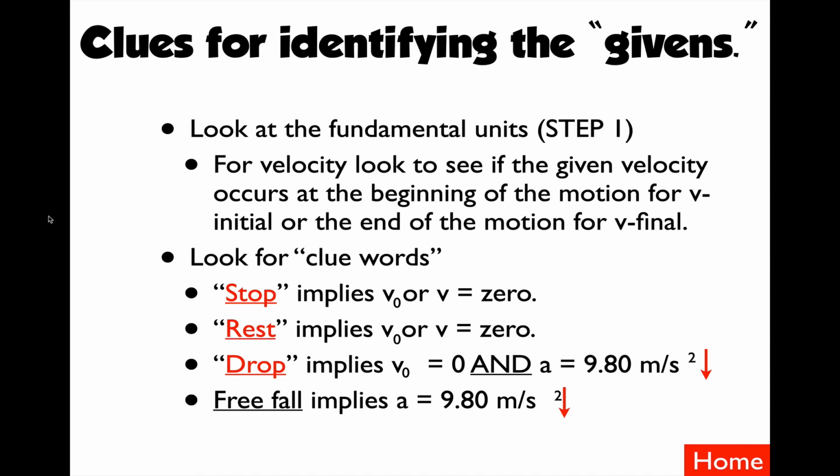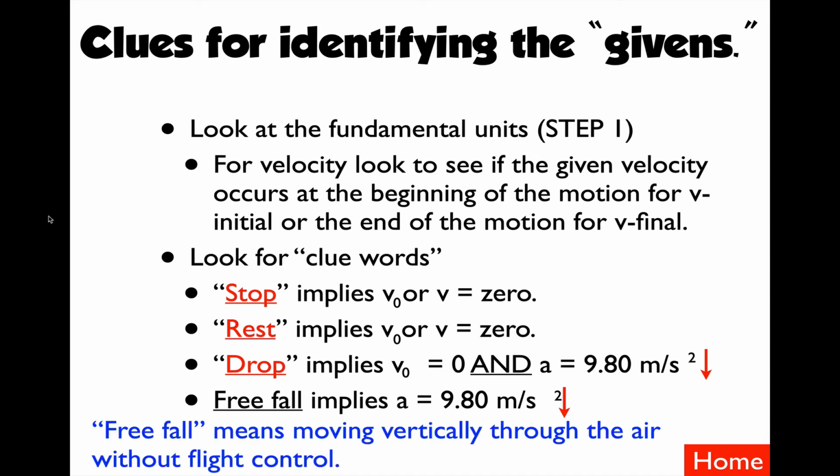Free fall. Free fall doesn't imply both things drop, only half. Free fall implies that gravity is pulling an object down at 9.8 meters per second squared. Free fall means for us, right now, we're moving vertically in the air without any flight control. No parachute, no air resistance, no wings, no fins, nothing to control our flight. Gravity just pulls us down. That's what free fall is all about for us right now.